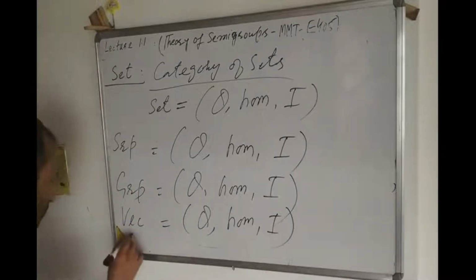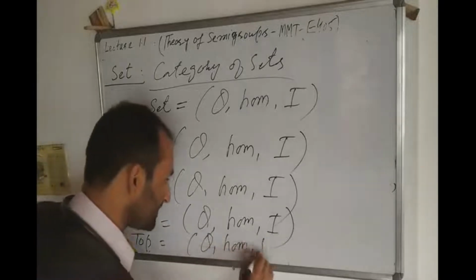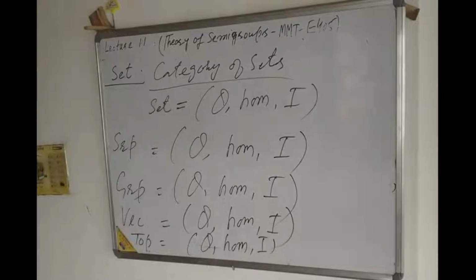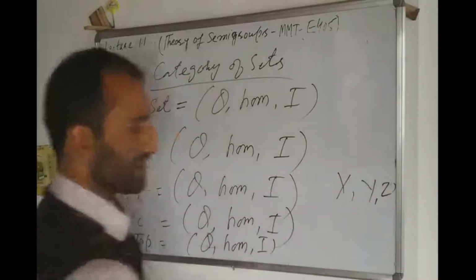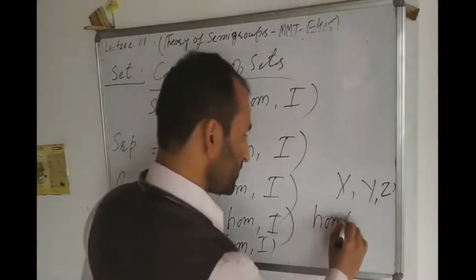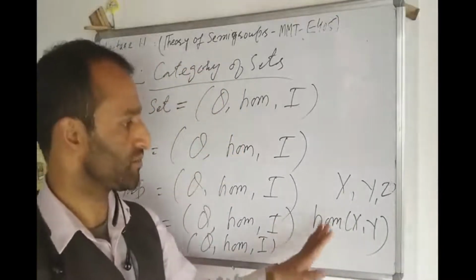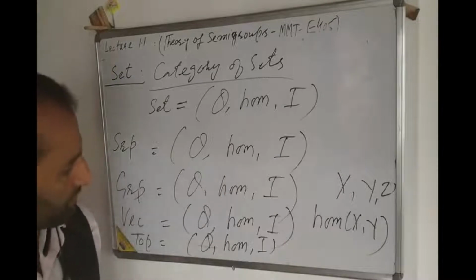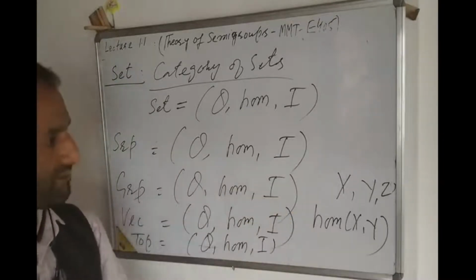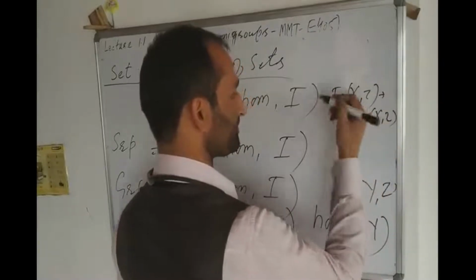We can take one more example, that's TOP. TOP means the category of topological spaces. Here O is the collection of all topological spaces, so the objects are topological spaces X, Y. And what is hom? For any two topological spaces, hom of X comma Y denotes the collection of all continuous mappings between the topological spaces X and Y, because here the homomorphisms are continuous mappings, since topology is precisely the property of continuous mappings. And the identity map is always continuous, because for any topological space X with topology tau, the identity map from (X, tau) to (X, tau) is always continuous.